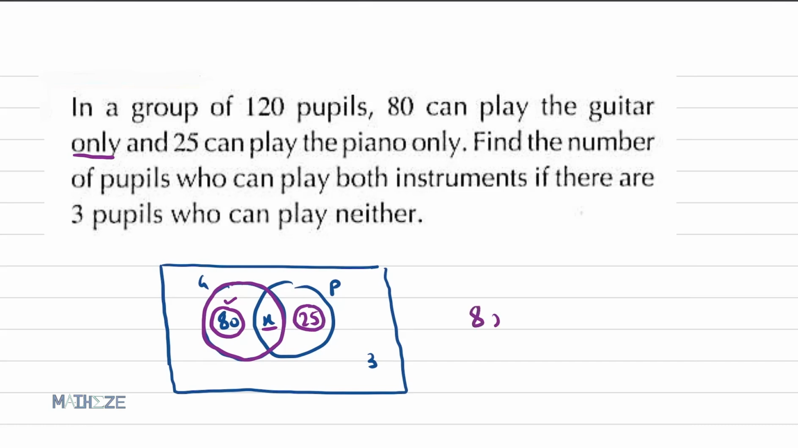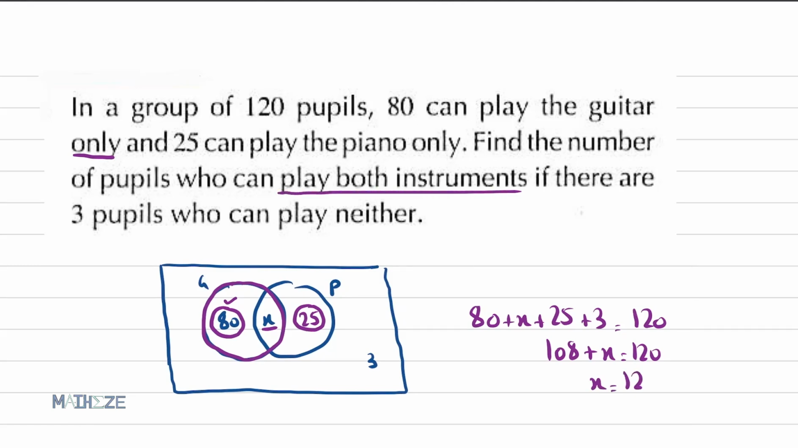Let's add this. 80 plus x plus 25 plus 3 is equal to what? 120. So my answer: 80 plus 25 plus 3 makes 108, plus x is equal to 120. What's the value of x? 12. So the number of people who play both instruments is 12.